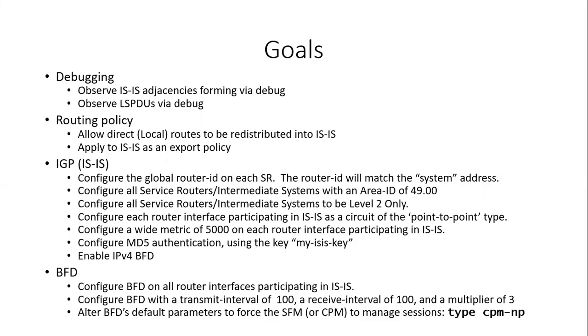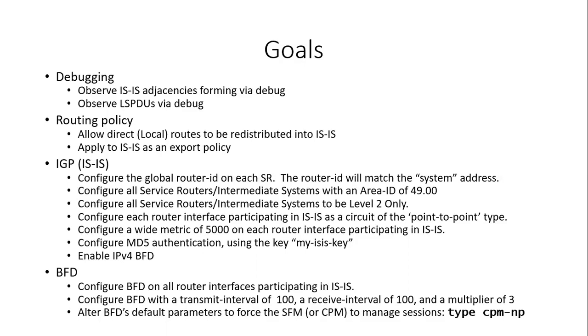All right, so we're going to have quite a few goals during this module, so this one might run a little bit long. Debugging wise, we're going to observe the ISIS adjacencies forming, and we're also going to take a look at our link state protocol data units, our hellos and whatnot. Our goals for routing policy: we want to allow direct or local routes to be redistributed into our IGP. And we're also going to apply this routing policy to our IGP as an export policy.